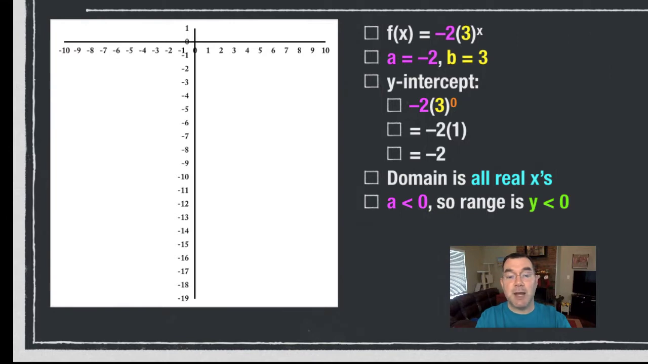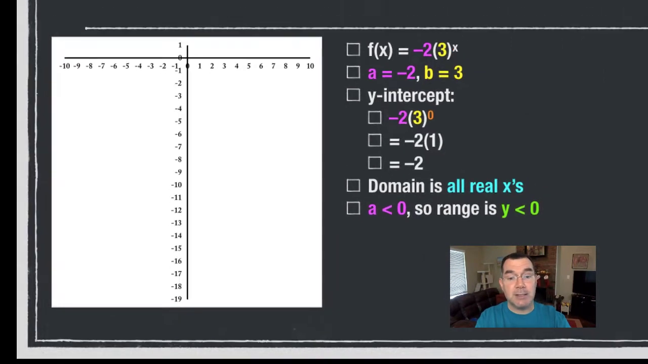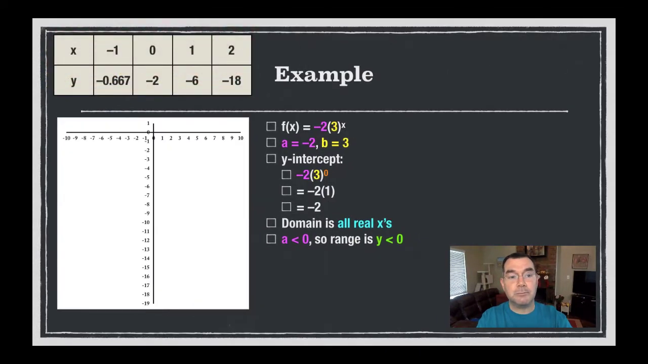The domain is going to be all real x's, just like it is for all exponential functions. Since my a is less than 0, then the range is going to be all y's that are less than 0 as well. So here's a table of values that I made. I plugged in negative 1, 0 I had already plugged in before. I plugged in 1 and I plugged in 2 and I got those y values. So there is the point negative 1 and negative 0.667. Here's the point 0 and negative 2, 1 and negative 6, 2 and negative 18.